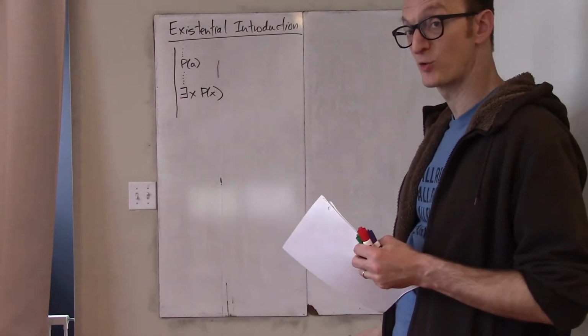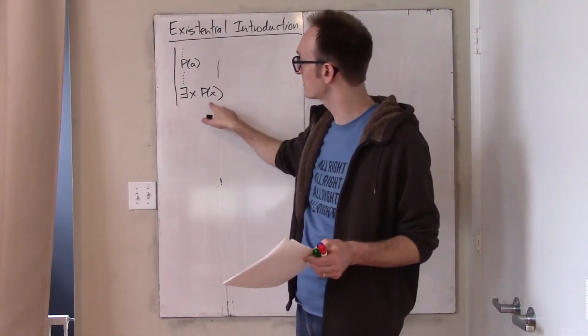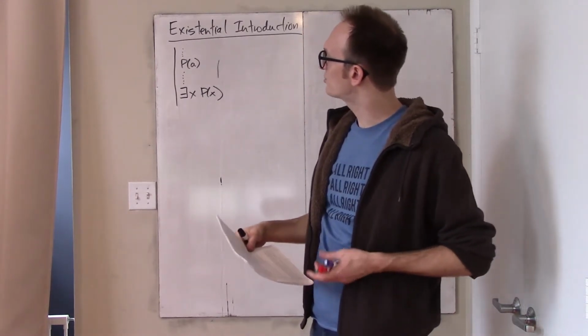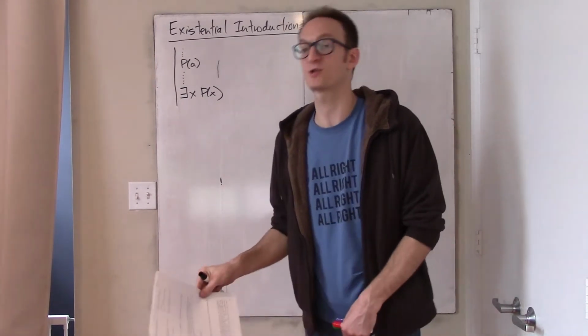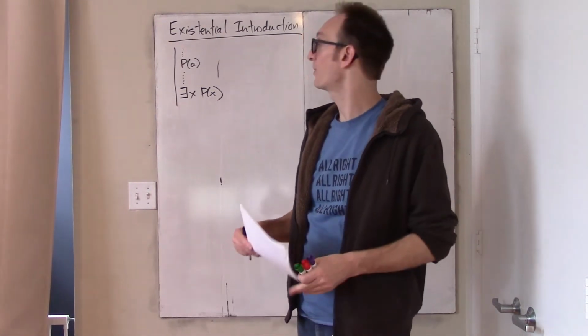This I think is extremely intuitive. This is just what there exists an X means. It means someone has property X. And if A does, then certainly someone does. Okay, I would like you to think of existentials as infinite disjunctions. That's really kind of what they are.